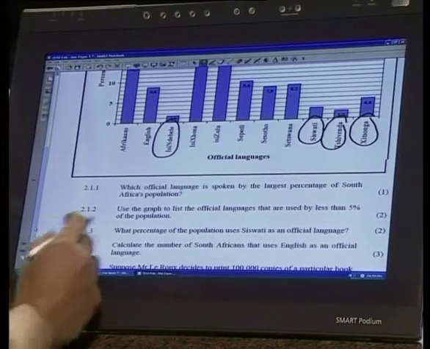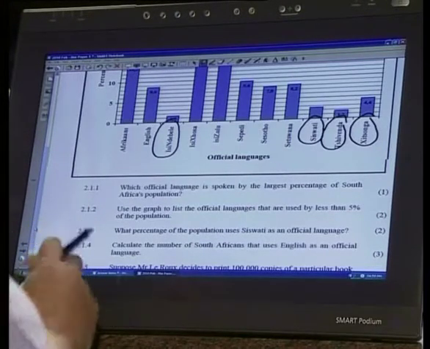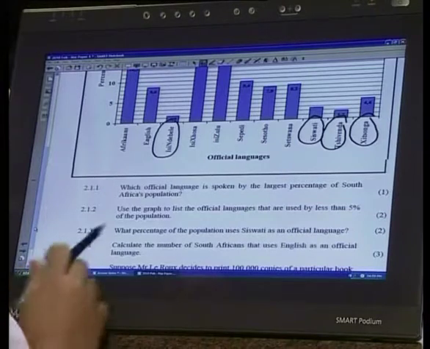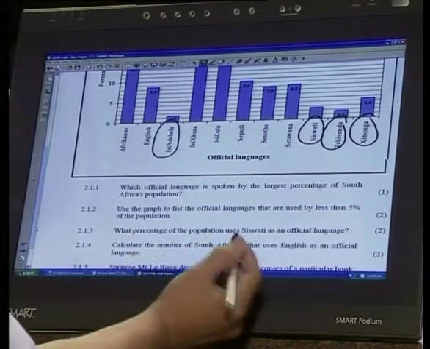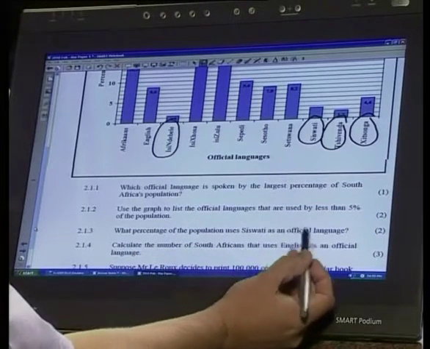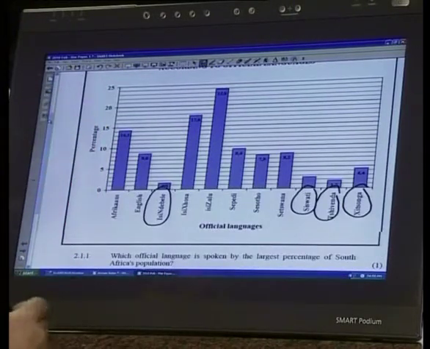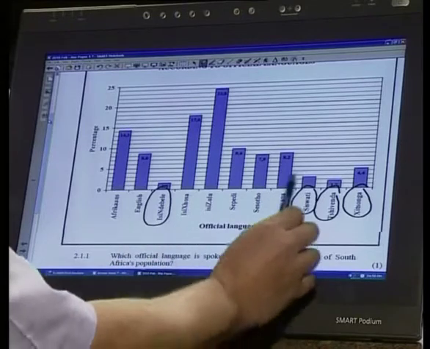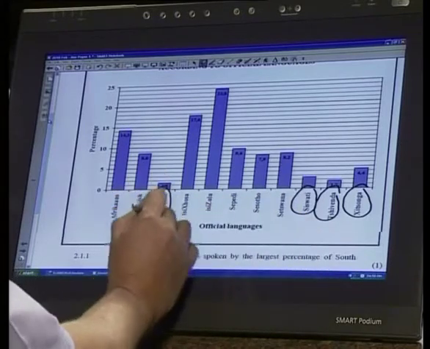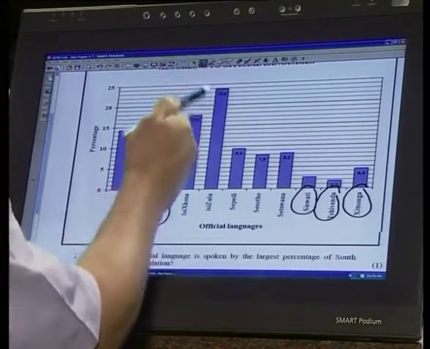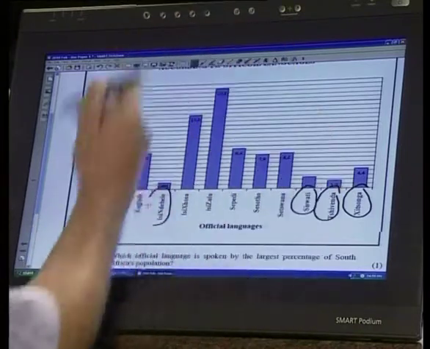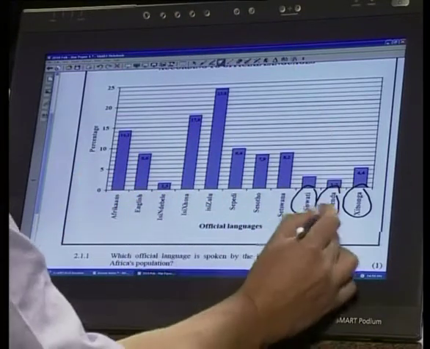It's exciting stuff. 2.13. What percentage of the population uses Siswati as an official language? All right, back to our graph. We can see here, we're looking for Siswati. Here it is here. I'm just going to get rid of all these things. Okay, there we go, because we've scribbled all over our graph.